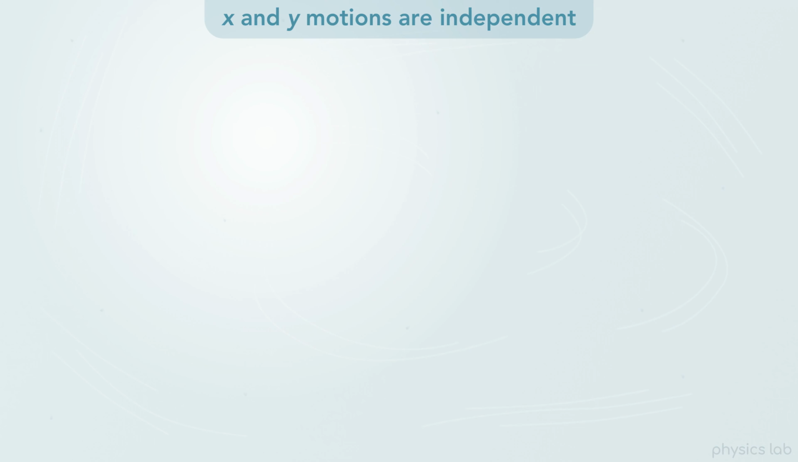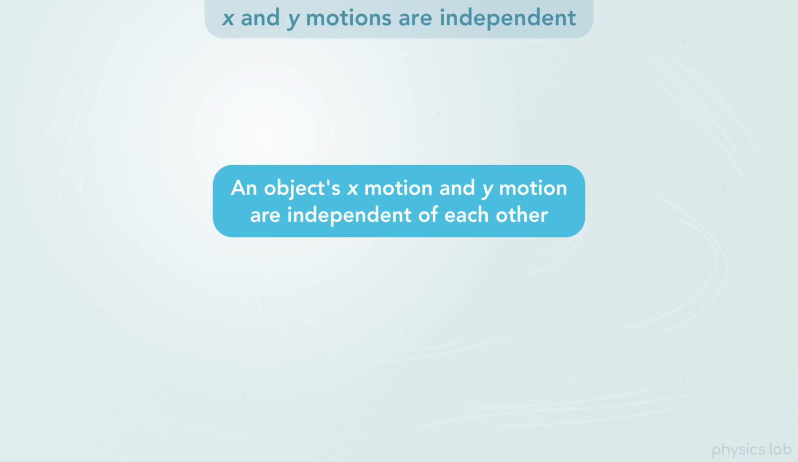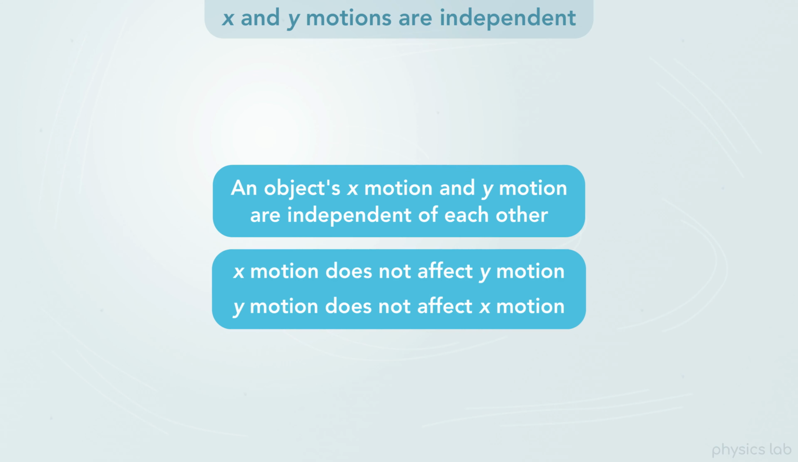Here's the concept that's going to be very important as we study physics. An object's x motion and y motion are independent of each other. Let's read that again. An object's x motion and y motion are independent of each other. Put another way, x motion does not affect y motion, and y motion does not affect x motion.